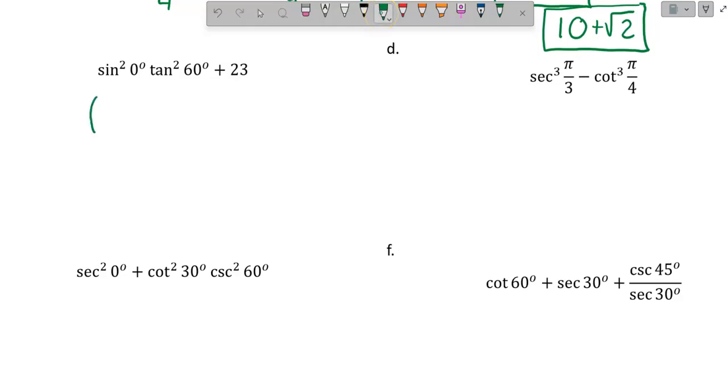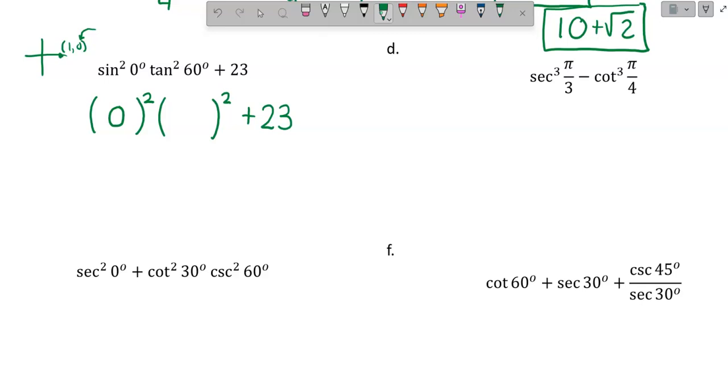So in this one, let's set it up. We're going to take sine of 0 and then square it. We're then going to take tangent of 60 and then square it. And lastly, we're going to add 23 to that number. So what do we have here for this? Well, sine of 0 is just going to be at the point 1, 0. Remember that sine is our y value, so that's going to make this 0.